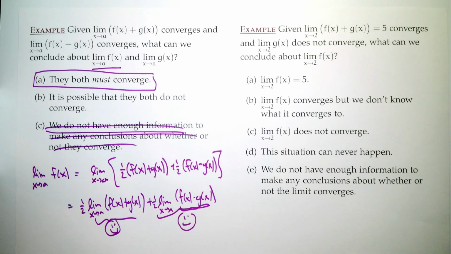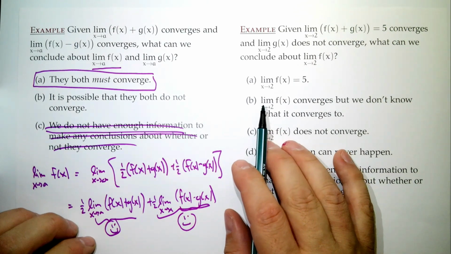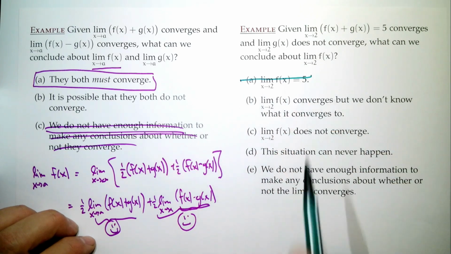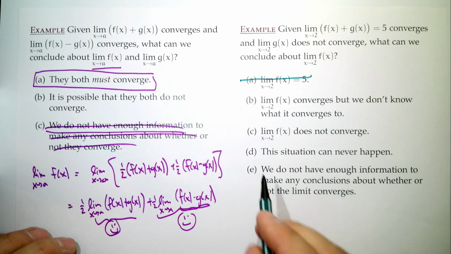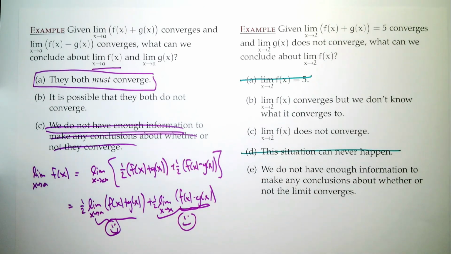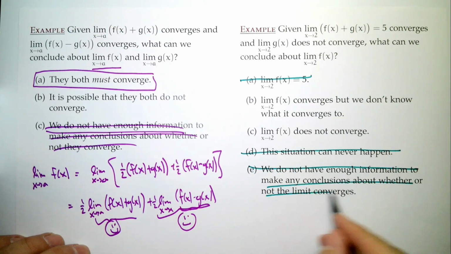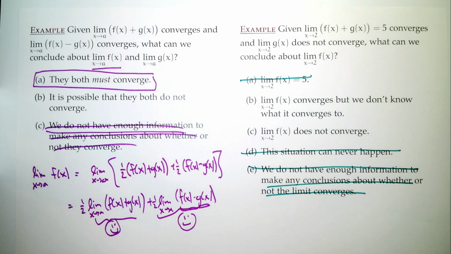What could it be? Well, maybe it's that the limit as x goes to 2 of f of x equals 5. But it's not. Maybe this situation can never happen. But it can. Maybe we don't have enough information. We do. So now we're down to 2. It converges, but we don't know what it converges to, because that makes sense, right? We know what the f plus g converges to. Or maybe it doesn't converge. All right, what do you think? B or C?